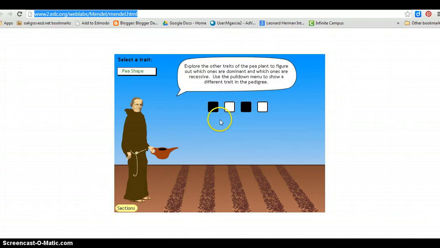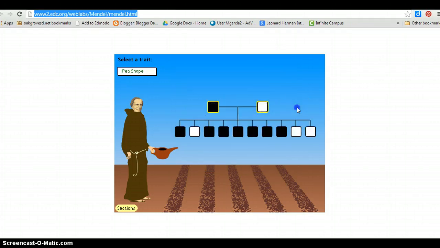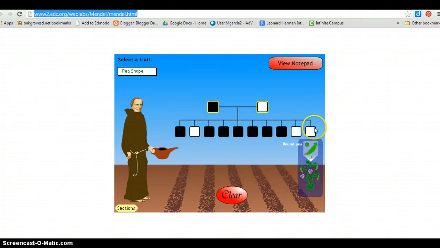For the sake of argument, I might also choose to cross the wrinkled pea, the homozygous wrinkled pea, with the heterozygous round pea and show that the results would not be conclusive.